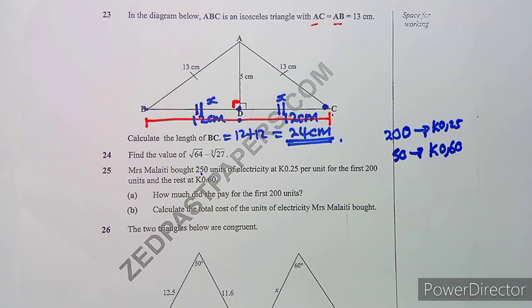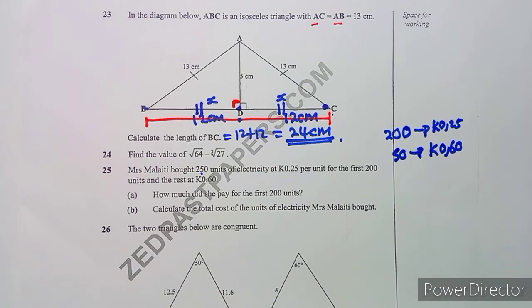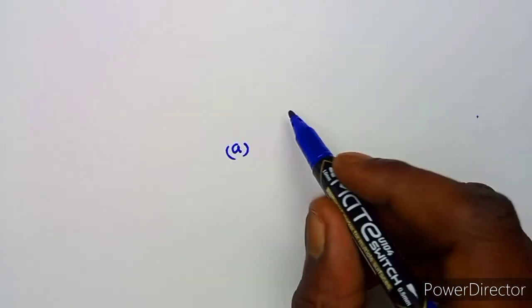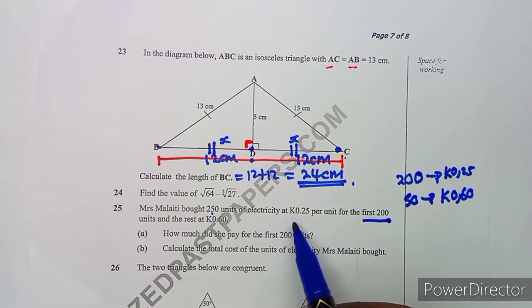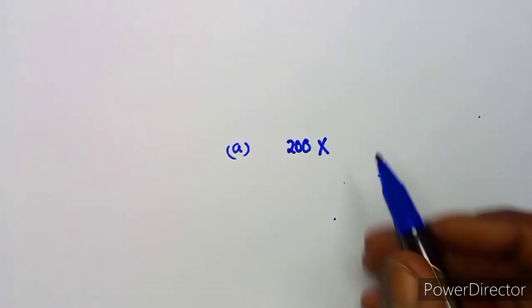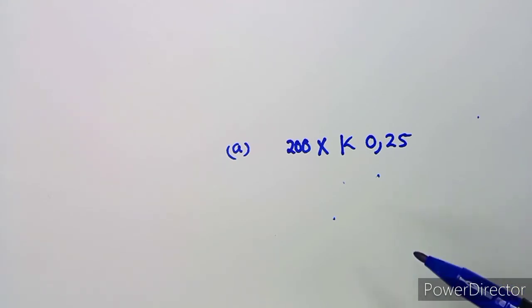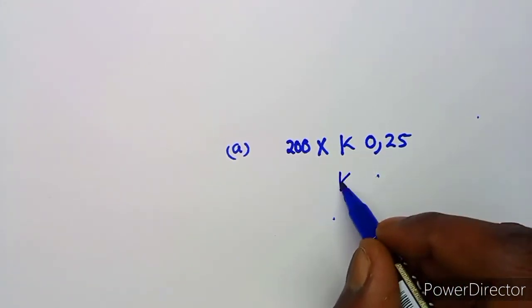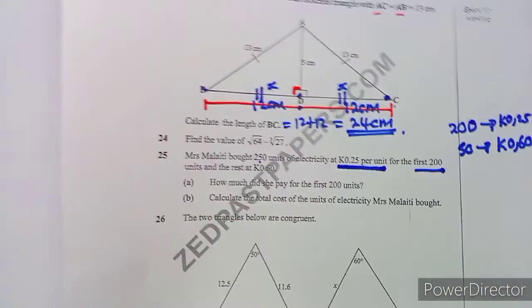Okay, how much did she pay for the first 200 units? That's the question. They are going for 0.25 kwacha per unit for the first 200, so you simply have to multiply. For the first 200 units, it is going to be 200 units times the amount she is paying per unit, which is 25 cents, or 0.25 kwacha. If you multiply properly, that's going to be 50 kwacha. All right, so that was the way you were to multiply properly.